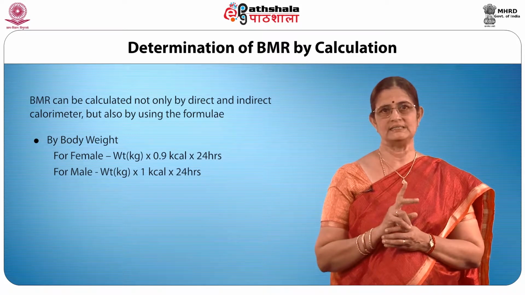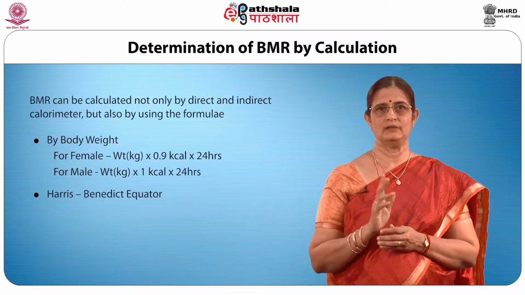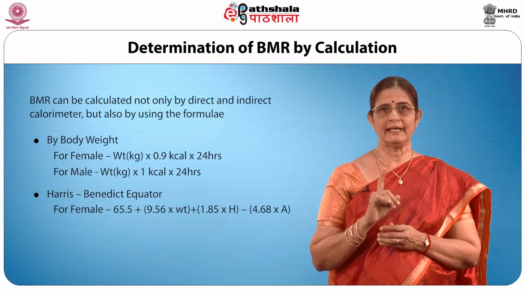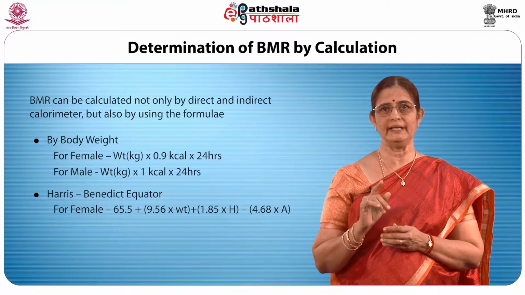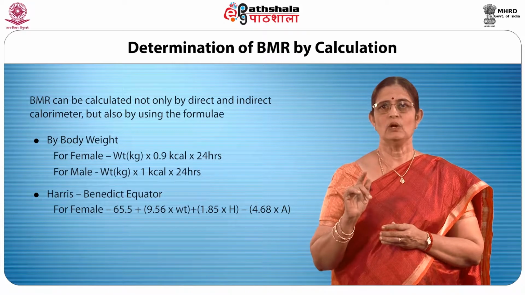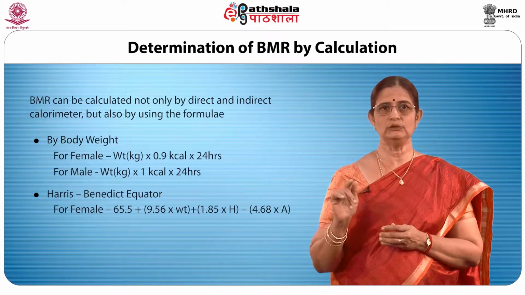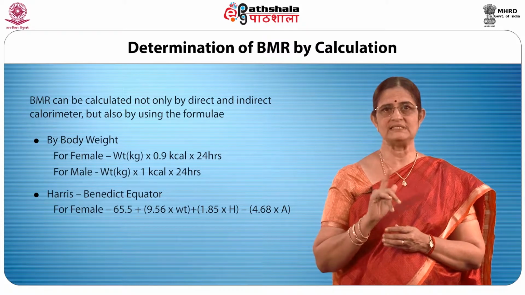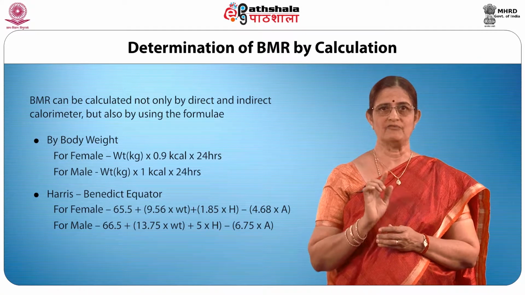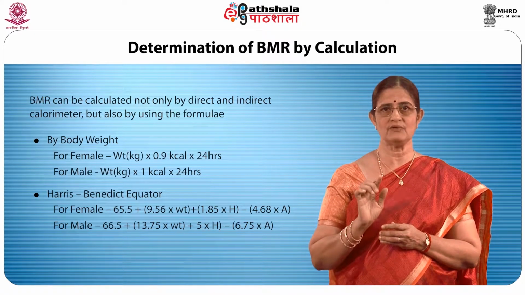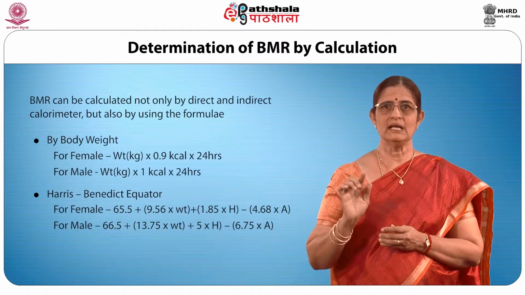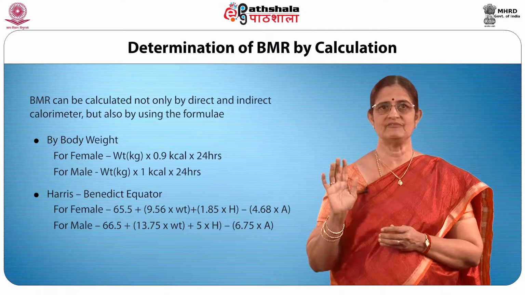The second method is the Harris-Benedict equation. For female, 65.5 plus 9.56 into weight plus 1.85 into height minus 4.68 into A. A means surface area of the person. For male, it is 66.5 plus 13.75 into weight plus 5 into height minus 6.75 into surface area.